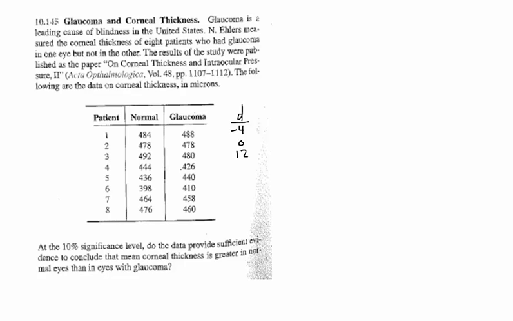444 minus 426 is 18. 436 minus 440 is -4. 398 minus 410 is -12. 464 minus 458 is 6. And 476 minus 460 is equal to 16.